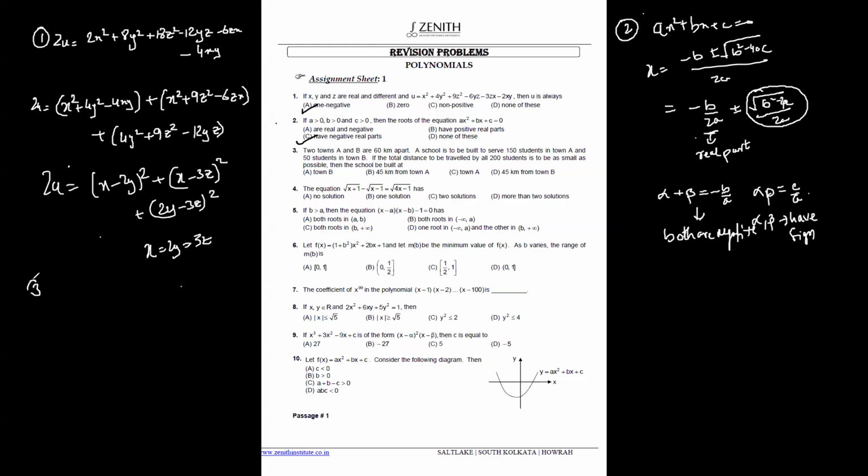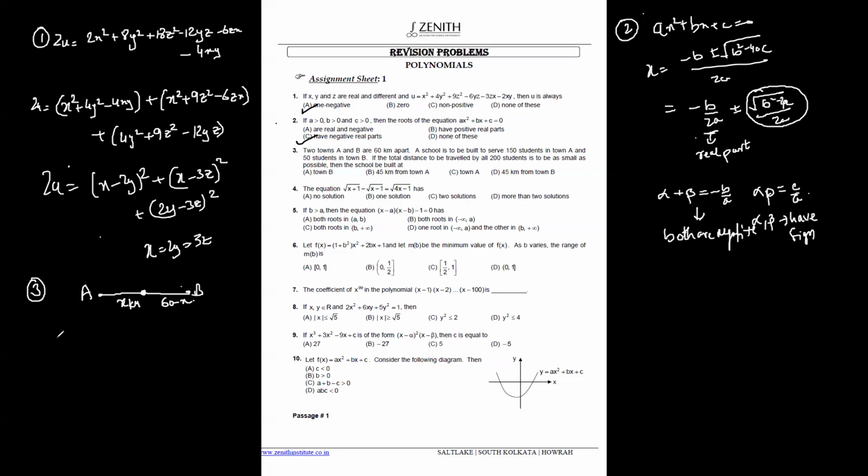Okay, next question number 3. So let's say we have a town A and a town B. They are 60 kilometers apart. A school is to be built to serve 150 students in town A and 50 students in town B. If the total distance to be traveled by all 200 students is to be as small as possible, then the school should be built at... So let's say the school is built X kilometers from A. So from B it will be 60 minus X.